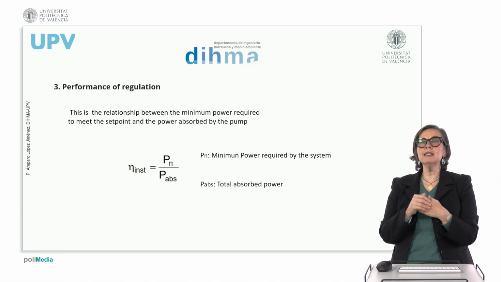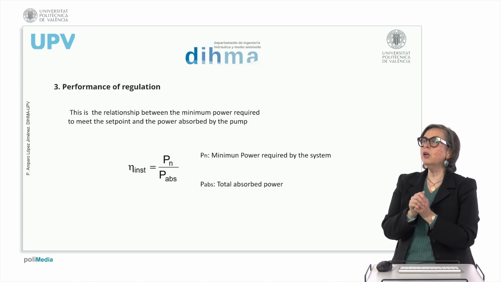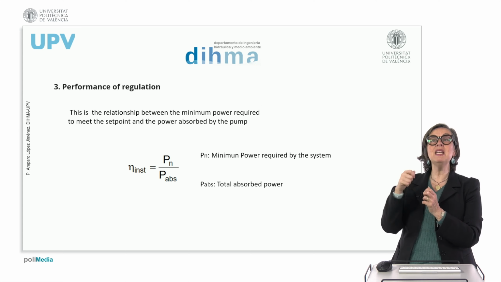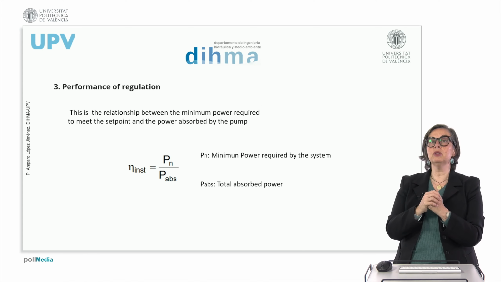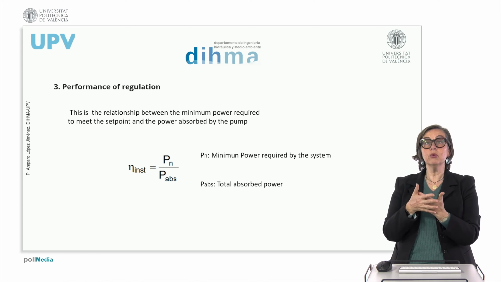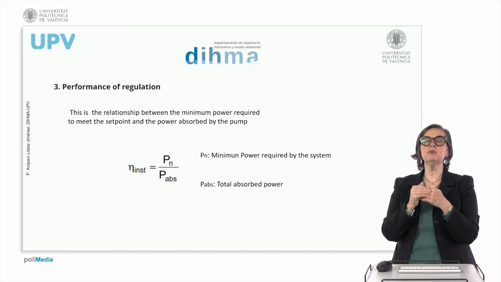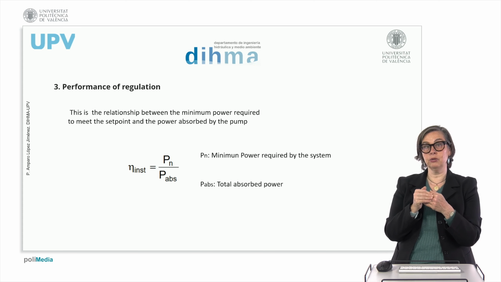And to understand how regulated systems are performing, we have the performance of regulation, which relates the minimum power required by the system with the total absorbed power, to see if we are near or far from the minimum requirements, to see if we can improve the installation.